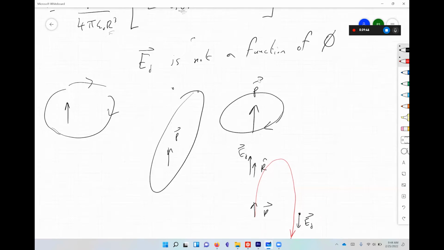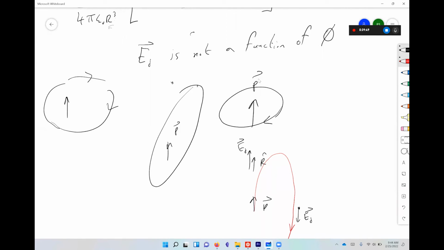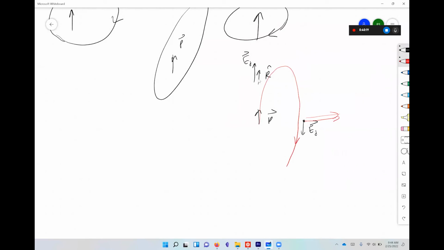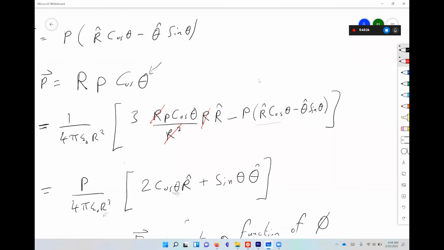But still, as you go farther and farther, the field is still going to dwindle in an inverse cube law. What happens if theta equals pi? So you start from the top pole and you go all the way to pi. Cosine pi is -1. So now the field is pointing in the opposite direction. The field is coming out and then it's coming back in.